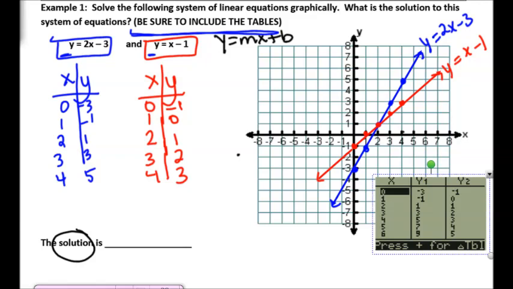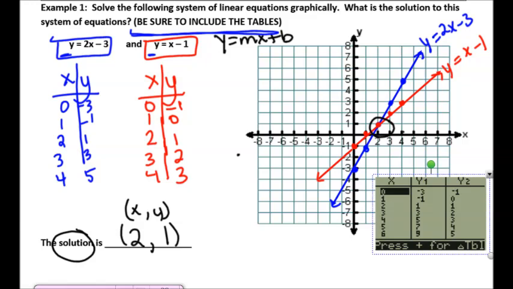Okay, so now for the most important part, we want to figure out what is the solution to this system. So as we said before, the solution is the point where both lines intersect. So we can definitely look at our graph and figure this out. They cross right here at this point. What are the coordinates of that point? 2, 1, because remember, the x comes first and then the y.